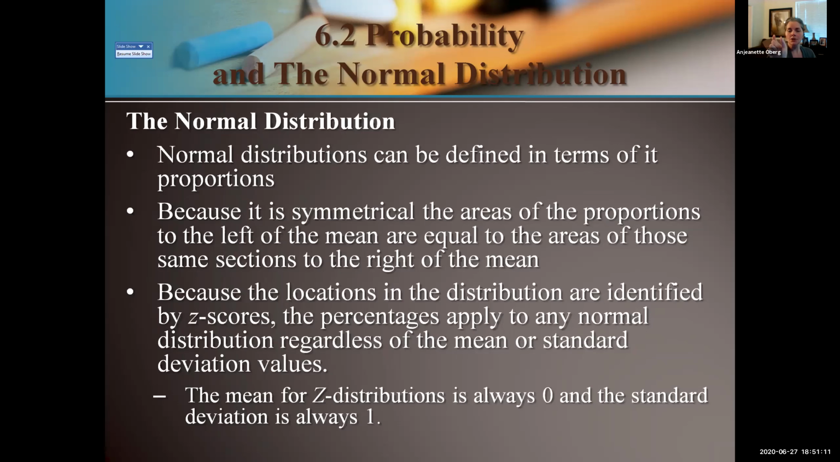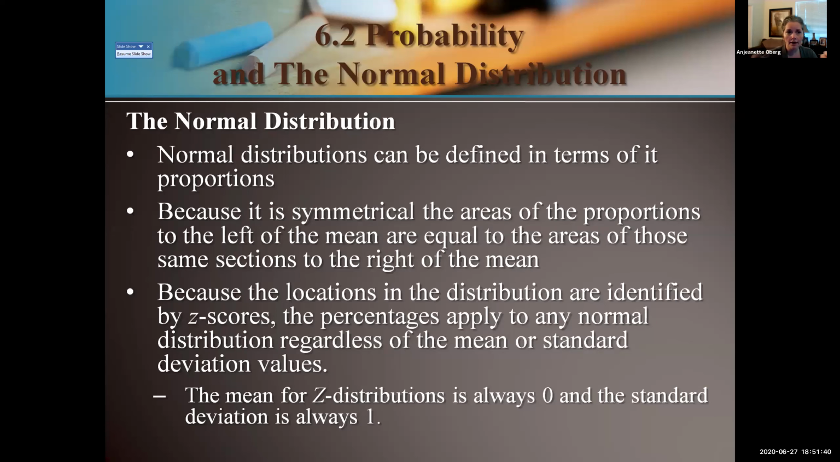So the distance between the mean and the first standard deviation is 34.13%. That's the proportion of the population that actually scores between the mean and one standard deviation. That means on the other side, it would be 34.13%. So whatever you see happening on the right side, you also see happening on the left side because it's a symmetrical distribution, okay?